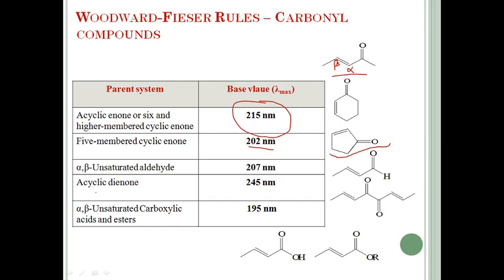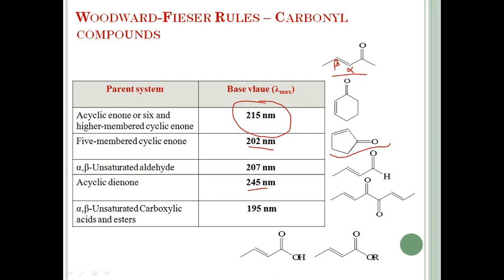Next category is acyclic dienone. As here we have an enone, one enone is present. Here we have dienone. So one enone, and here another enone, making a dienone, and the system is present in acyclic manner. For this system, acyclic dienone, you have to give the base value 245 nanometer. So 245 nanometer is the base value for acyclic dienone.